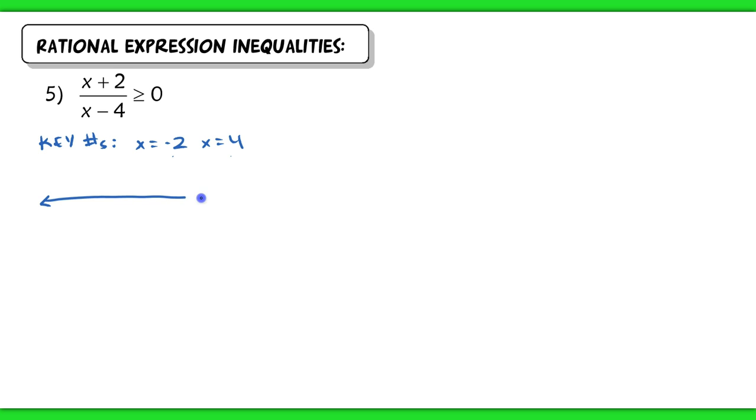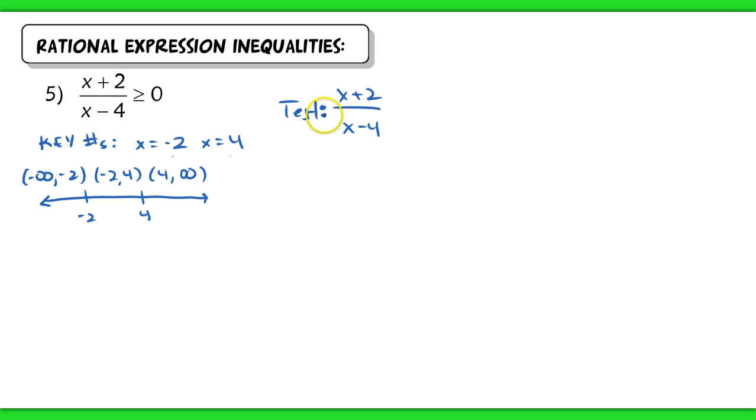So I'm going to split up my number line. It's going to create 3 distinct intervals, so from -infinity to -2, from -2 to 4, and from 4 to infinity. I'm going to test this inequality. So x plus 2 over x minus 4. I'm going to test this rational expression. Okay, so let's do -infinity to -2. So from this interval here, let's pick a number.